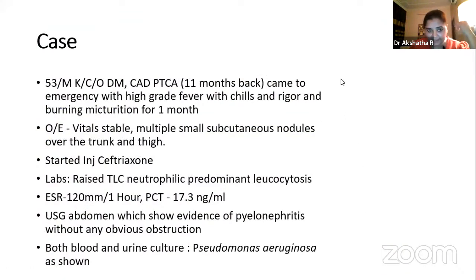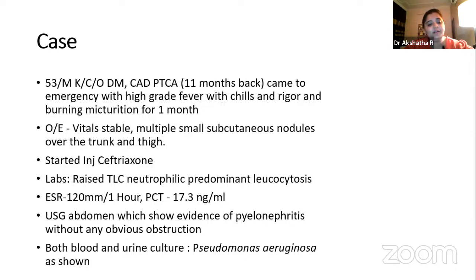So here I have a case, a 53-year-old male, known case of diabetes, coronary artery disease. He had undergone stenting 11 months back. Now he has come to emergency with high-grade fever, chills, rigors, and burning micturition for the past 1 month. On examination, he has multiple small subcutaneous nodules over the trunk and the thighs.